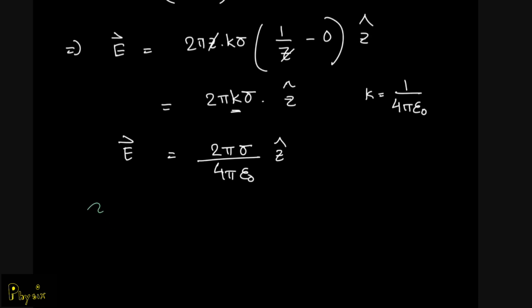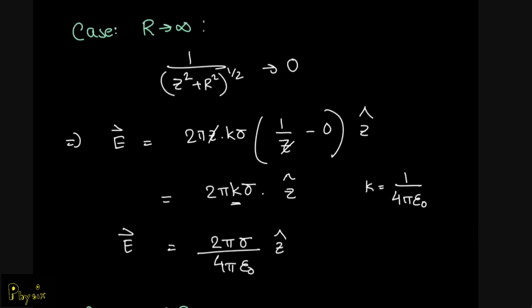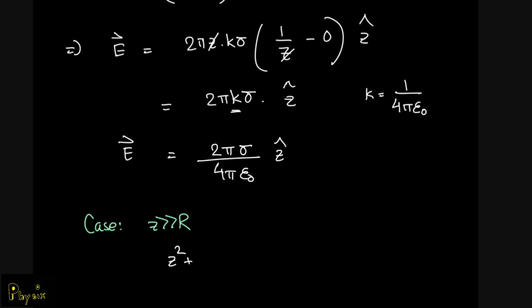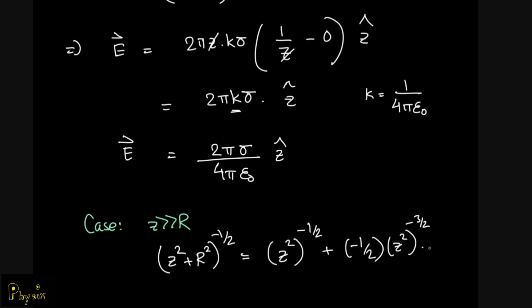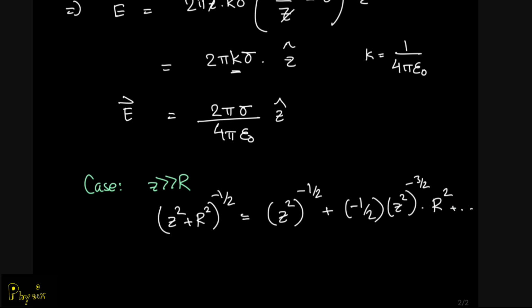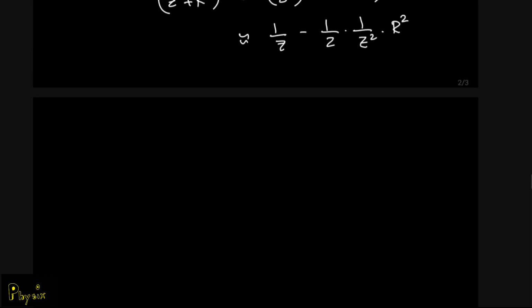Now we also have this other case where z is much greater than r. Let's see what happens to the binomial expansion of this term. For z much greater than r, we have z squared plus r squared raised to the power negative 1/2, which is z squared raised to the power negative 1/2 plus negative 1/2 times z squared raised to the power negative 3/2 times r squared, and so on. We ignore those other terms, and we write this down as 1 over z minus 1/2 times 1 over z cubed times r squared. One might ask how I got to this. This is basically the binomial expansion.